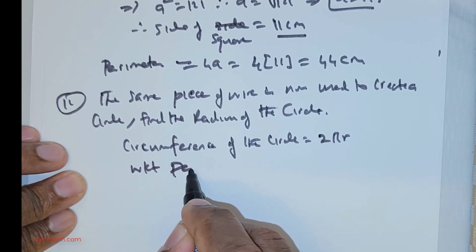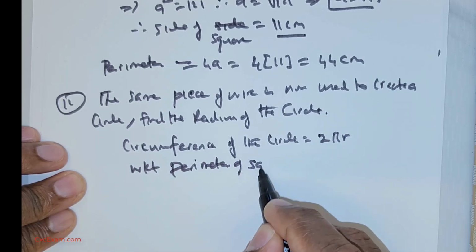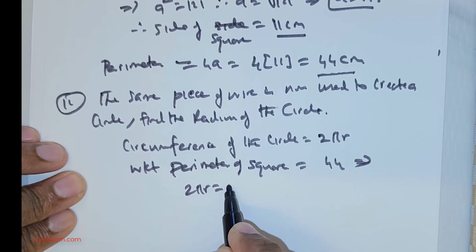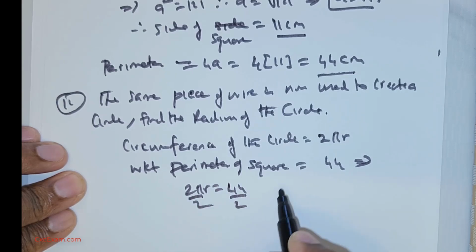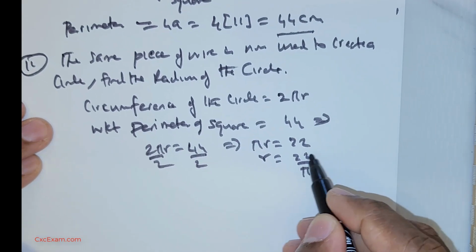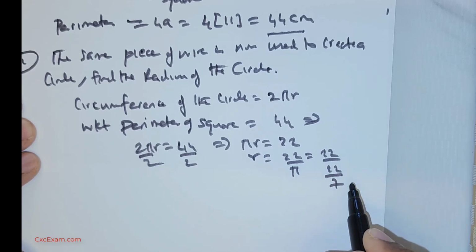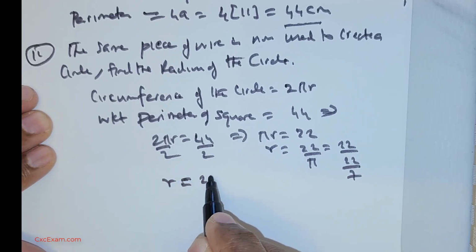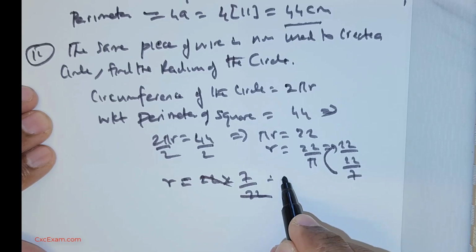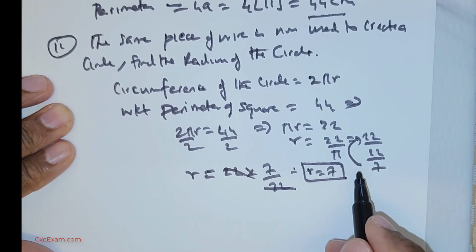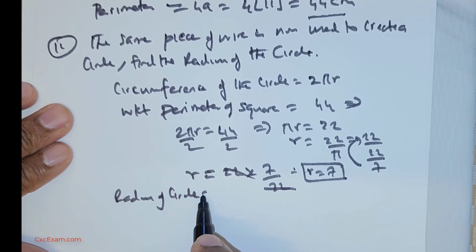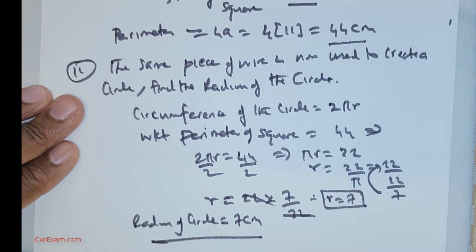Now we know that the perimeter of the square is what? 44. So this means 2 pi r should be equated to 44. You divide by 2 both sides, you get pi r is equal to 22. So r is equal to 22 over pi, but pi is 22 over 7. So this can be rewritten as r is equal to 22, you flip this, you get 7 over 22. 22 gets cancelled, so therefore r is equal to 7. So this is the radius. So radius of the circle is 7 cm. So that's the solution for this question.